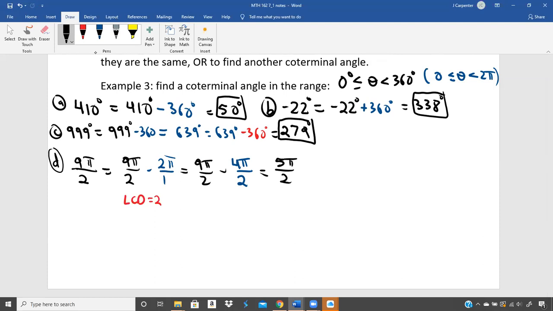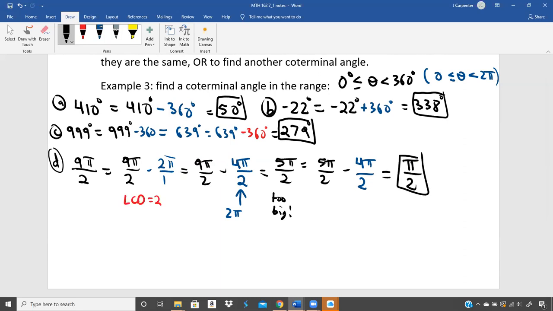Is this okay or not? Well, you should be able to tell. This 4 pi over 2 is the same thing as 2 pi. This is 5 pi over 2. 5 is bigger than 4, so this is still too big. So we take our 5 pi over 2 and we subtract another 2 pi, which I'm going to go ahead and write as 4 pi over 2. There's no reason to reinvent the wheel. 5 minus 4 is 1, so that's a single pi over 2, aka 90 degrees.